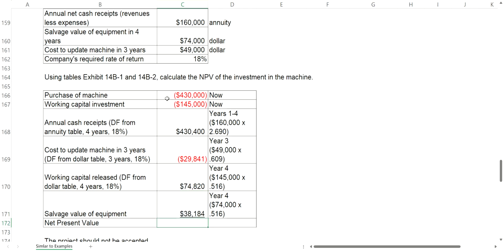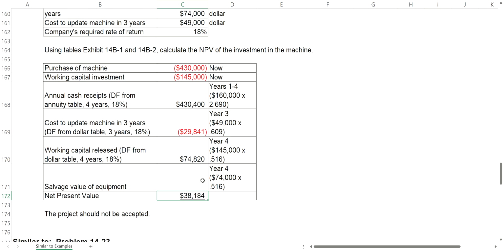Okay, so the purchase and the working capital right now are both cash outflows. The $160,000 I have coming in per year is a cash inflow. The repair at the end of year 3 is a cash outflow. When I release the working capital of $145,000 at the end of year 4, it's a cash inflow, but it's not worth $145,000 because the value of money goes down as time goes on. So it's only worth $74,820. And when I sell off the equipment at the end of year 4 for $74,000, again, in today's value, that's a cash inflow of $38,184.